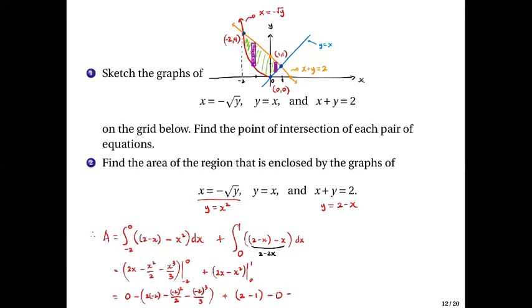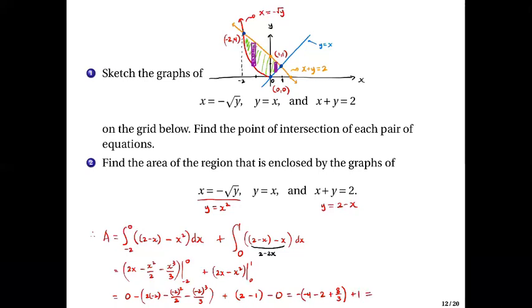So if we simplify this, we will have negative of negative 4. Negative 2 squared, that's 4. And then 4 over 2, that's just 2. So we have minus 2 here. And then negative 2 cubed, that's negative 8. So we will have here plus 8 over 3. And then plus 2 minus 1, so it's just plus 1.